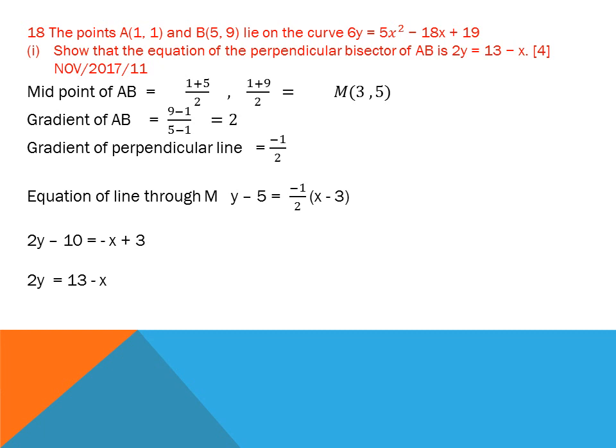Then the gradient of AB is (y2 minus y1) over (x2 minus x1), it will become 2, and the gradient of the perpendicular is minus 1 by 2, because the perpendicular bisector passes through the midpoint. The gradient of the perpendicular is the negative reciprocal, minus 1 by 2. Equation of a line through a point: y minus y1 is equal to m into (x minus x1). When I simplify this, 2y is equal to 13 minus x, which is the required form. 4 marks. It's a 100% O level question. So it's a very easy coordinate geometry question, if you focus a little bit on this.